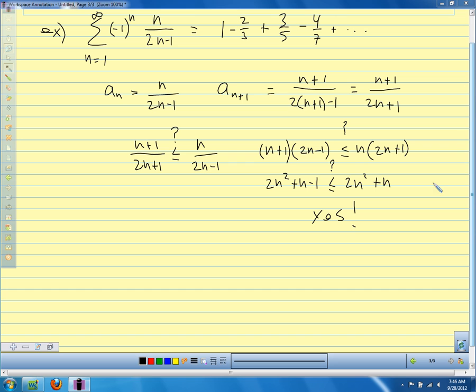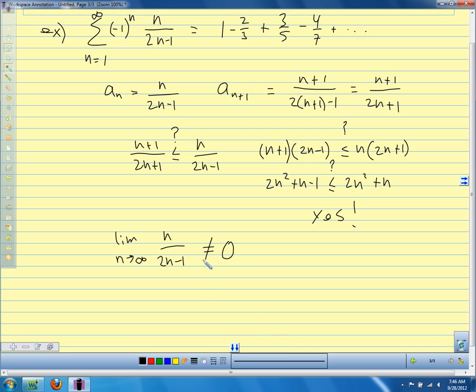Now let's look at our first condition. We want the limit as n approaches infinity of n over 2n minus 1. What is that limit? What is it? 1/2, right? But the important thing is it's not 0. So this limit is not 0. So the series diverges.